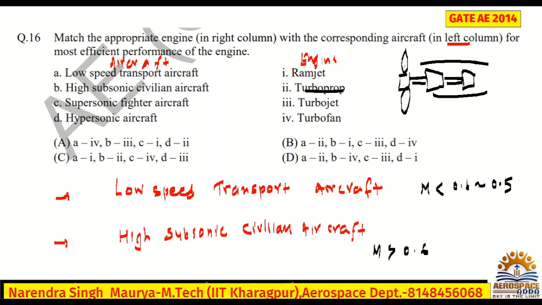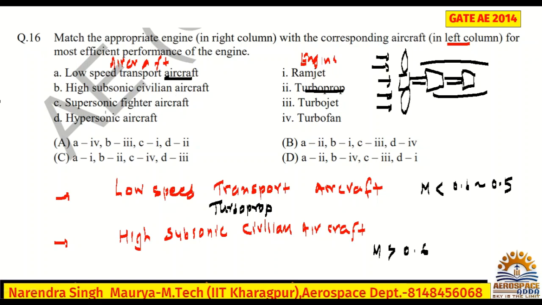In this turboprop, obviously because of some aerodynamic losses like stalling, it occurs if the speed is higher. So the turboprop engine will not work for very high Mach number, so that comes under low speed. Means low speed transport aircraft comes under turboprop. It is totally related to Mach number, because if the propeller rotates at very high speed, there will be aerodynamic losses like stalling. The flow will be separated over the propeller blades. So the turboprop cannot work for very high speed because of the aerodynamic losses. That's the reason the Mach number will be less. So low speed comes under turboprop, and I must write here turboprop. It is very clear.